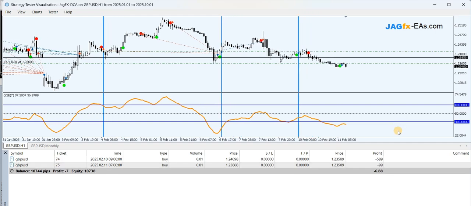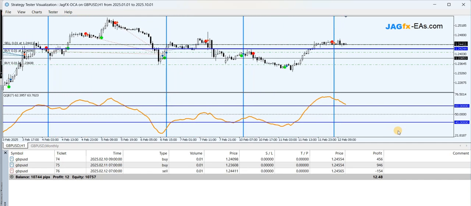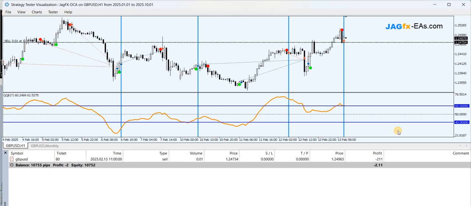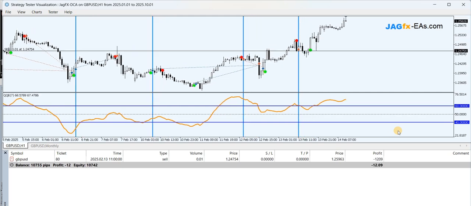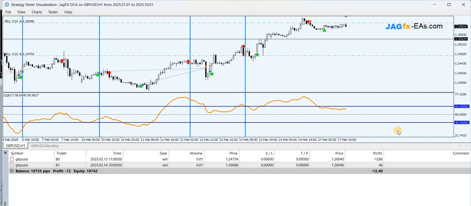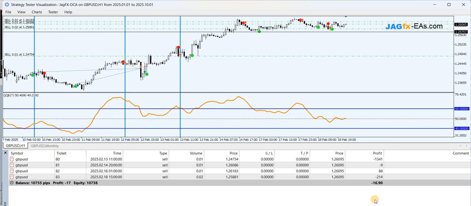So I'll just let this play. You can just watch it. So there's a trailing stop moving up, and there's a trailing stop moving down. A couple of sells. You can watch them down here if you wish.